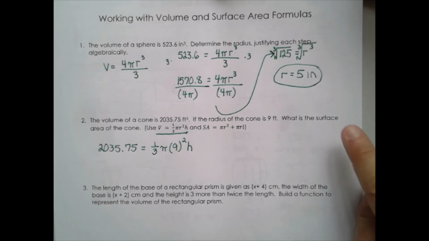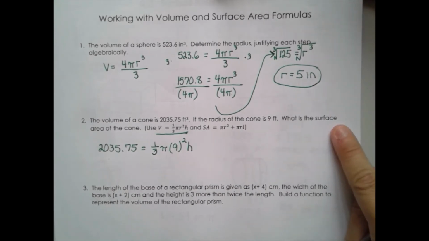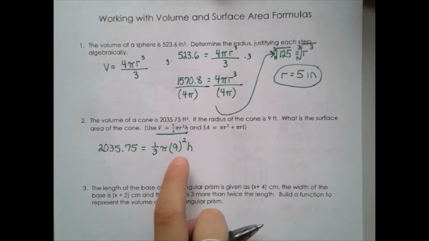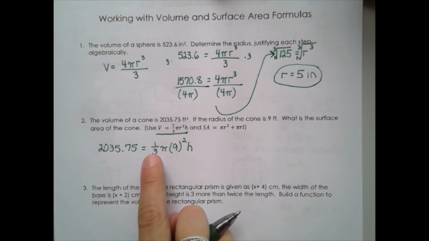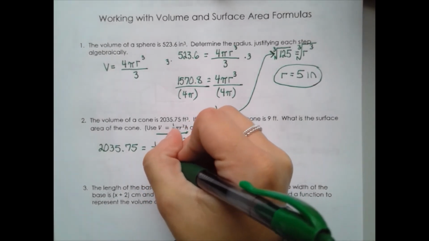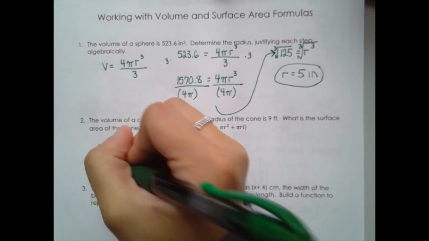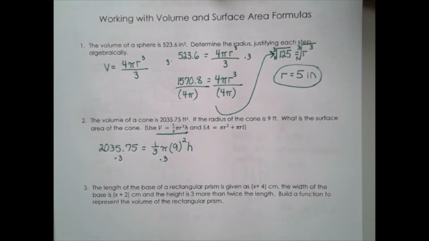What is the surface area of the cone? So right now, before we can get to surface area, we need to figure out what this height is, because that's a missing piece of information. To start off with, I see a 1/3. I don't like to deal with fractions, so anytime you want to get rid of a fraction, we're going to multiply each side by whatever the denominator is. So I'm going to multiply each side by 3.